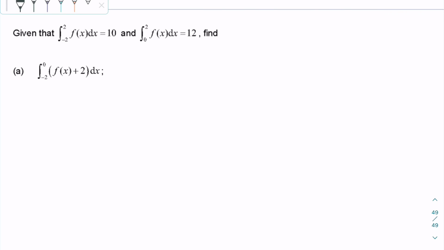Given that the integral of a function f(x) from -2 to 2 is 10, and the integral of f(x) from 0 to 2 is 12, find the integral from -2 to 0 of f(x) + 2. We can sketch a function that would roughly satisfy these givens.